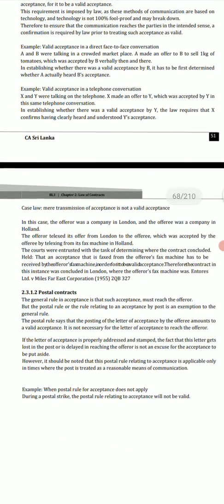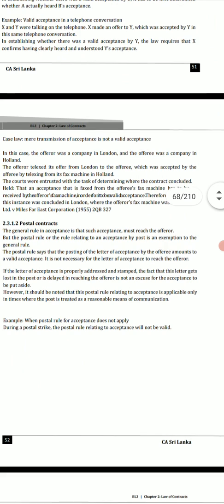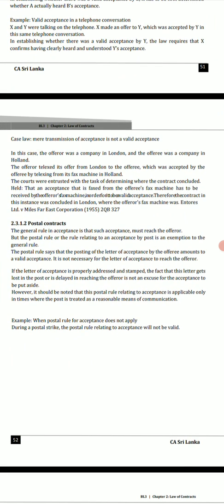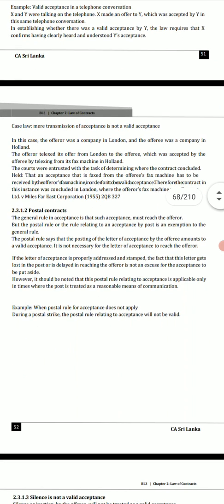Okay, so let's go to postal contracts. This is actually really interesting. The general rule in acceptance is that acceptance must reach the offerer. But the postal rule, or the rule relating to acceptance by post, is an exception to the general rule. The postal rule says that the posting of the letter of acceptance amounts to a valid acceptance. It is not necessary for the letter of acceptance to reach the offerer. So now that's a difference.